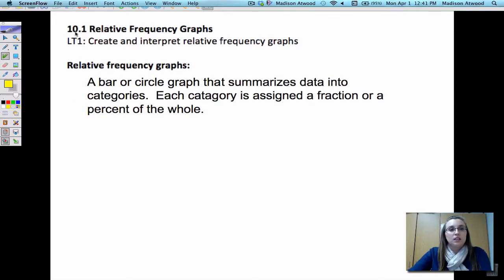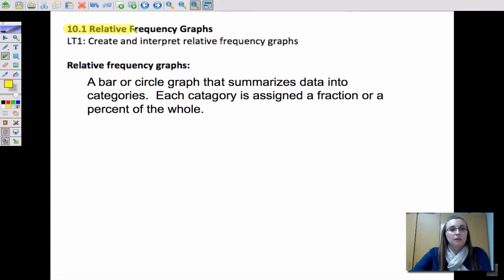In this section of our algebra book, we're going to be learning about relative frequency graphs. And on your test, we're going to cover, underneath one learning target, creating and interpreting relative frequency graphs. So you're going to have to actually be able to create a relative frequency graph as well as look at one and interpret the answers to some questions.